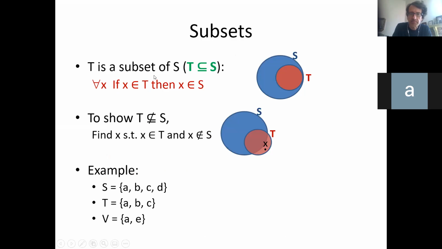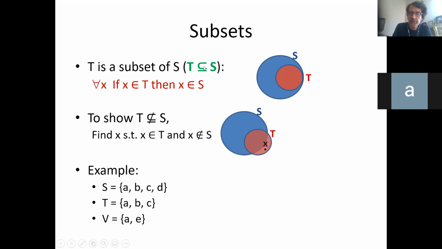Here's a relation between sets. It's a subset relation. We denote this relation with this symbol, and it's read that set T is a subset of set S. This should not be confused with the belongs-to membership notation. So this does not say that T is an element of set S. It says that it's a subset.